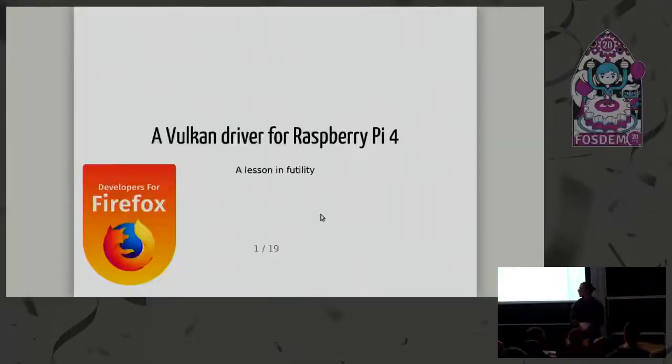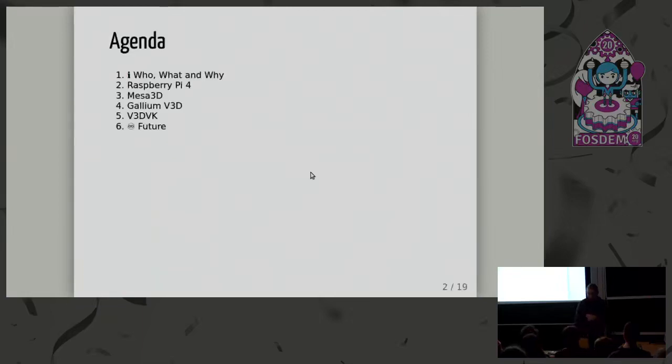Really nice for you to show up, because it's not going to be a technical talk, so it's not going to be a flashy talk or anything, but I have animations, so if that's any consolation. The Vulkan driver for it, yeah, it's true, but on the other hand, that's more important, so it's a real lesson in futility. These slides are linked, I think, in the description. They only work on Firefox, so have fun. Okay, let's start with that.